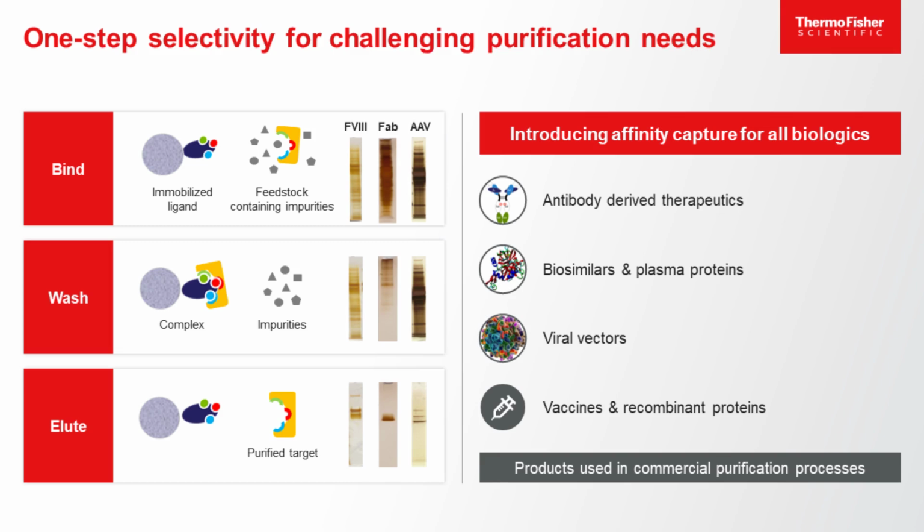Again, a very straightforward process. If you look at the gels in the middle, you can see 3 examples of pretty dirty feed streams at the top: one for factor 8, one for antibody fragments, and one for AAV. From the pretty dirty feedstock, with a simple wash and elute, you can get your highly pure product, in this case in one single step. Of course, you will additionally need polishing to reduce the final levels of some contaminants.